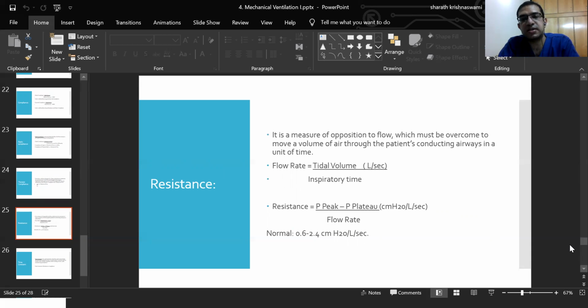Now resistance can be given by the equation resistance is equal to peak pressure minus plateau pressure divided by flow rate and is measured in the units centimeter of water per liter per second. The normal resistance is 0.2 to 2.4 centimeter of water per liter per second.